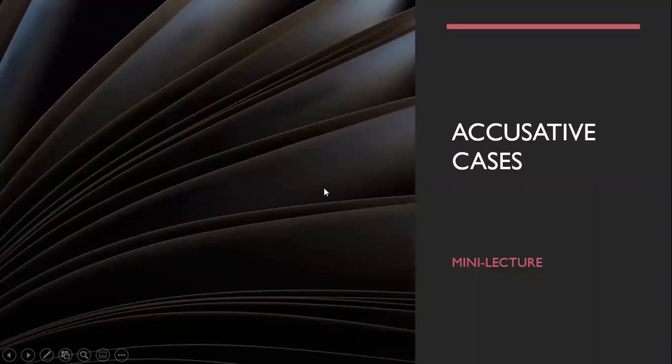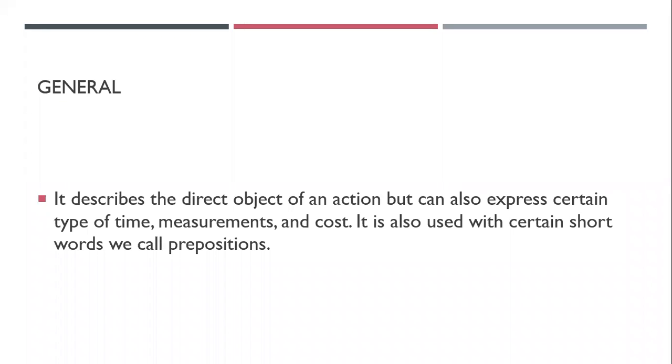Hello again. This is the Russian accusative case. So in general, the accusative describes the direct object of an action. For example, Mary gives an apple. Apple is the direct object of the action, of the giving.